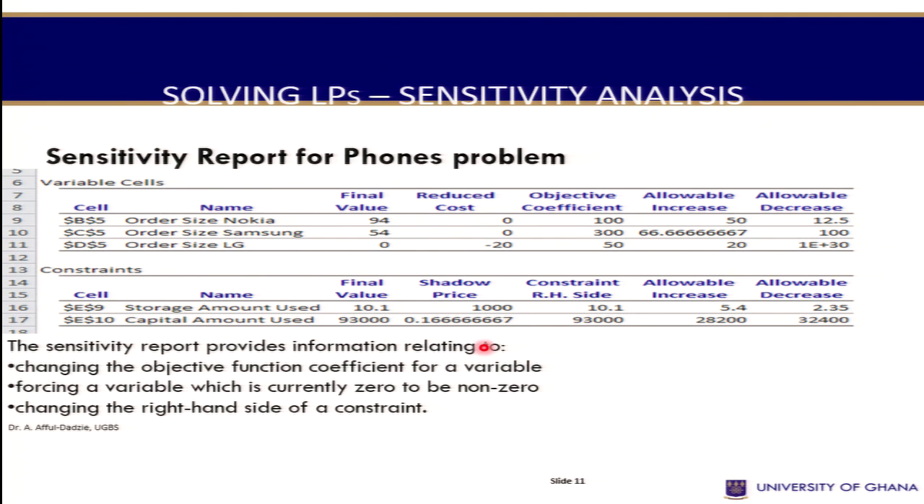What would be the effect on the objective function? What would be the effect on the optimal solution? What would be the effect on the total profit? What would be the effect when, say, we have an extra 1,000 cedis given to us to add to our capital? How would it change our solution?